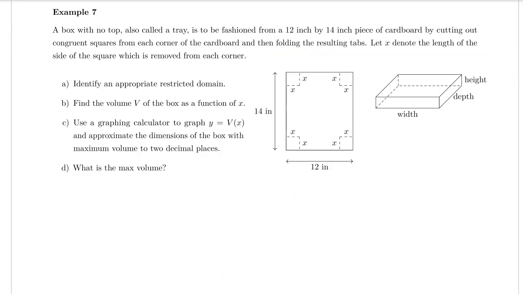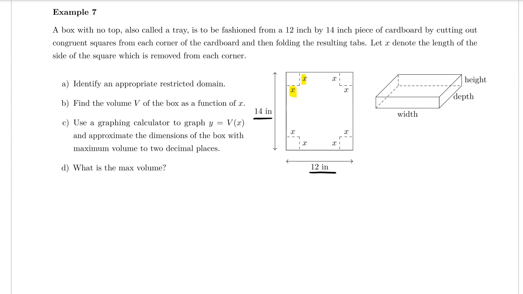Here in example 7, we have a box and we are going to create a tray by cutting out square corners. So part A says identify an appropriate restricted domain. Well, our input value is x, and here x represents the length that we're going to cut out from each corner. So because that's the case, if this is 12 inches and this is 14 inches, if I were to make x 4, that would be okay because I could cut out 4 from this side and I could cut out 4 from this side.